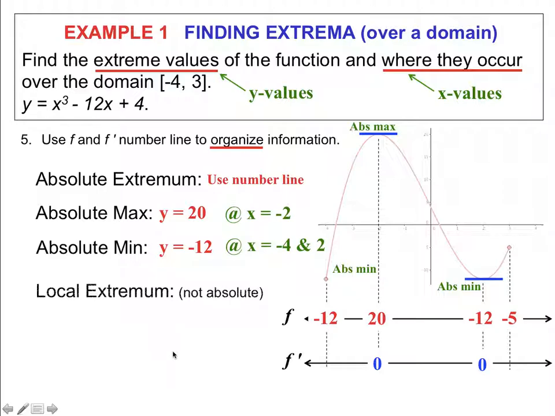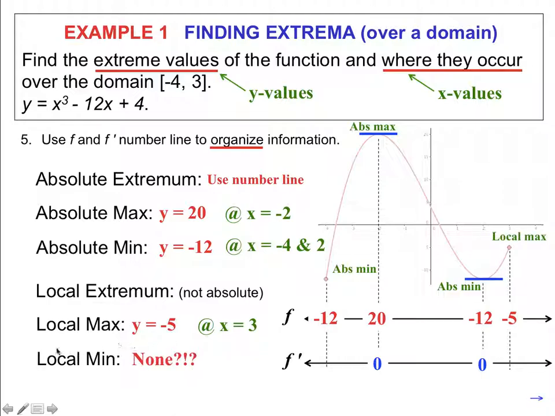And our locals. So not absolute, so anything else that we haven't listed yet. That's got to be at y equal to negative 5, and we know that is an x value of 3, and that's a local max. So this endpoint right here is the biggest in its area, so we call that a local max. So that's one example of having a polynomial function and finding our extrema over a closed domain.